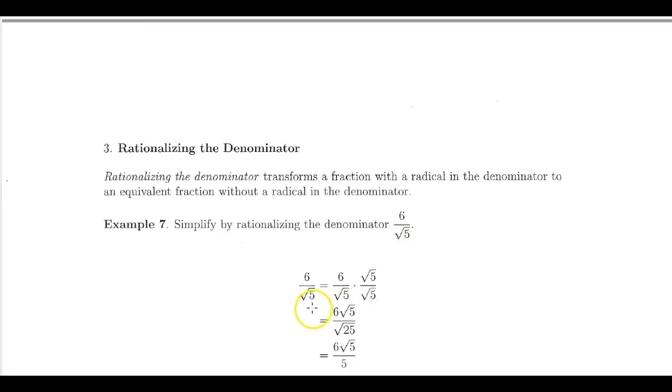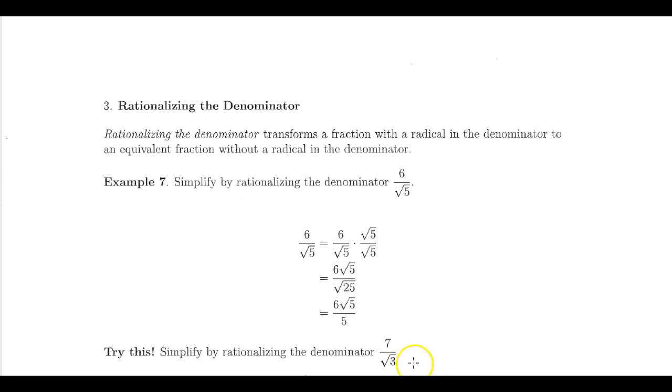One way we can do that is to multiply by what we have in the denominator. So if we take 6 over root 5 times root 5 over root 5, root 5 times root 5 is the square root of 25, which is 5. So we'll have 6 times the square root of 5 over 5. Now we have an expression with no radical in the denominator, so it's considered to be simplified.